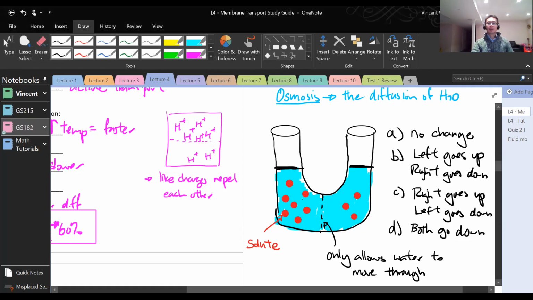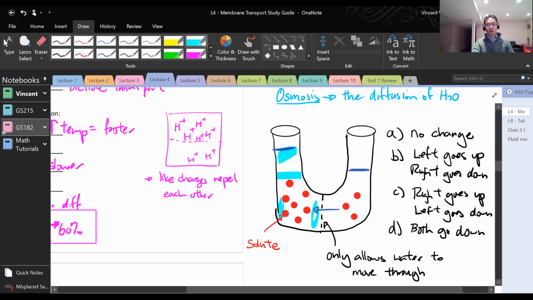So what will happen here? Well, nature always tries to balance things out. Okay, so as it stands right now, the left side is more concentrated and then the right side is less concentrated. Okay, so how do we balance it out? How do we make it similar? Okay, so one way to do it is to dilute the left side, right? Because it is more concentrated at the moment. And how do you dilute it? Well, if water is the only thing that can move, then water will move to the left, right? And then it will cause the water level to go up. And then similarly, the water level is going to drop on the right side.